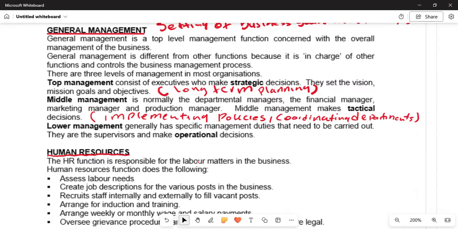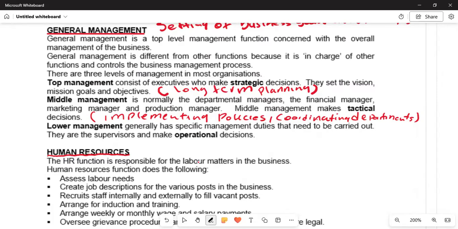Meaning to say, the middle management, they carry out those plans that were made by the top management. Then they make sure that they are going to put those plans into practice. That is what they are doing by making what? Tactical decisions. So they are going to make sure that they implement the plans that were planned in the top management. Then they are putting those plans into action. Hope we are still together.